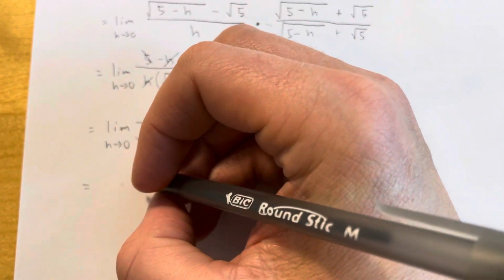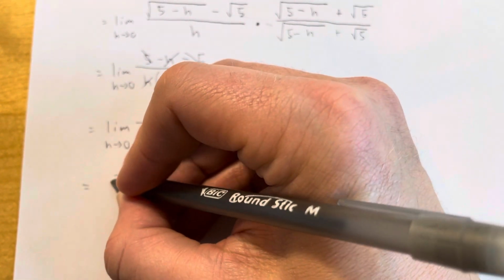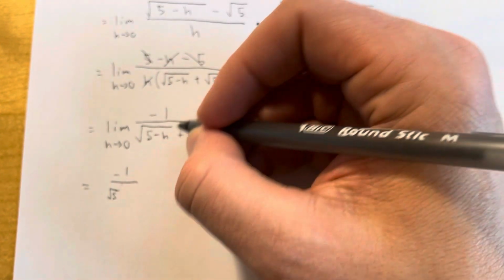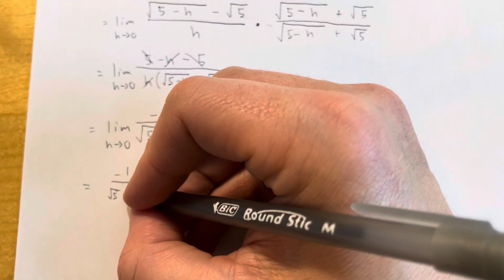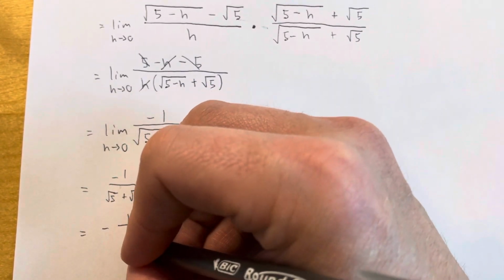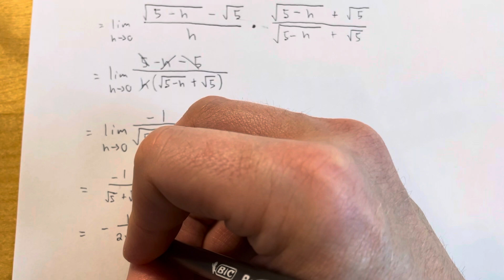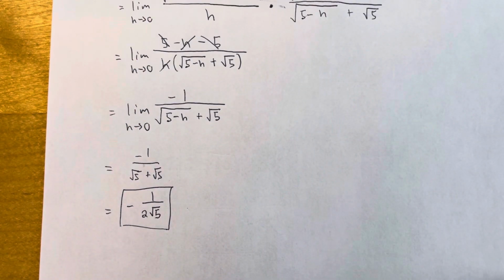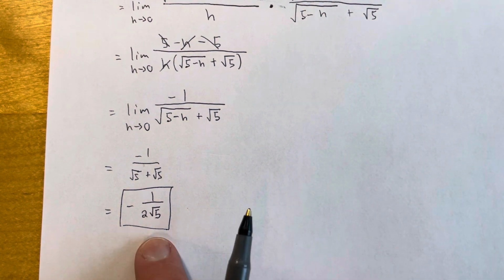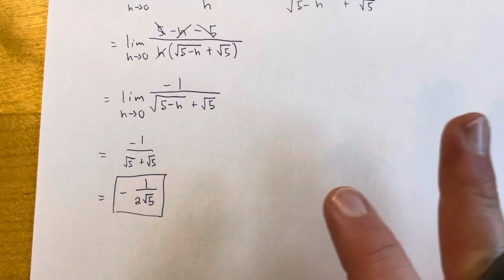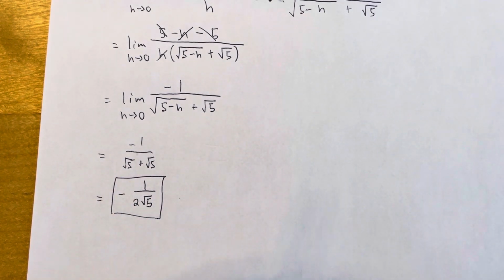So I get negative 1 over, that becomes root 5, because h is 0, so that's square root of 5 minus 0, plus another root 5, which I can just write as negative 1 over 2 root 5. Okay? That's it. That's my answer. One thing I do want to point out, oh, actually that's not my answer, is it? That's just the slope. I want the equation of my line. So we'll do that next, but I want to point something out here.